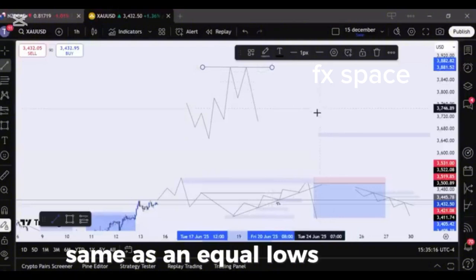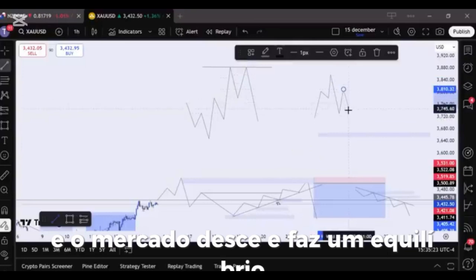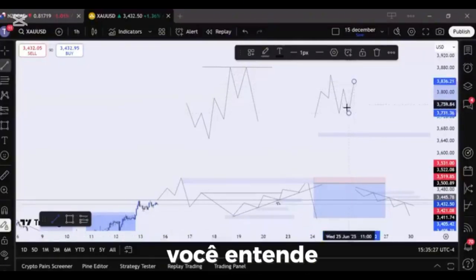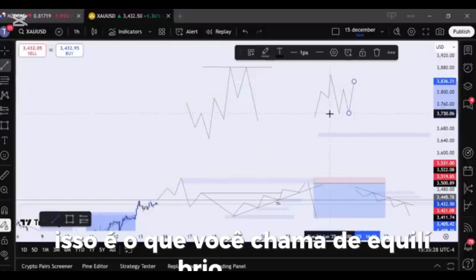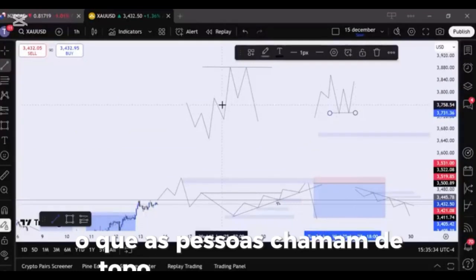Same as equal lows liquidity, you can have something like this, and then the market comes down and makes an equal low. So it's going to be on the same level. Do you understand? This is what you call equal lows liquidity, and this is equal highs liquidity. Most people call it double top and double bottom.